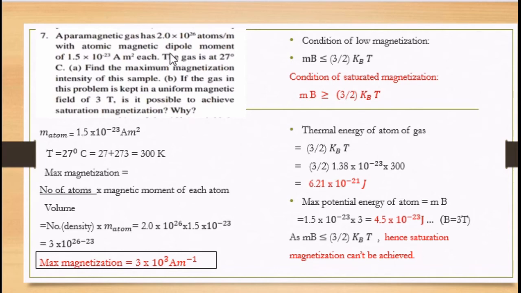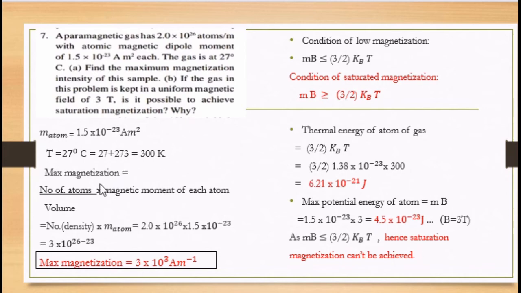dipole moment, which is given to you as 1.5 into 10 raised to power minus 23 ampere meter square. So first of all we will write here whatever is given: 1.5 into 10 raised to power minus 23 ampere meter square, and this temperature as 27 degrees, we have to convert into Kelvin by adding 273 degrees. Then this temperature is 300 Kelvin.